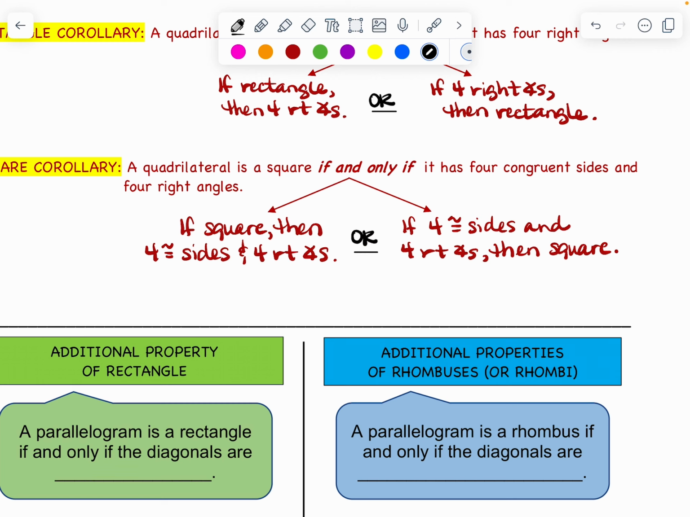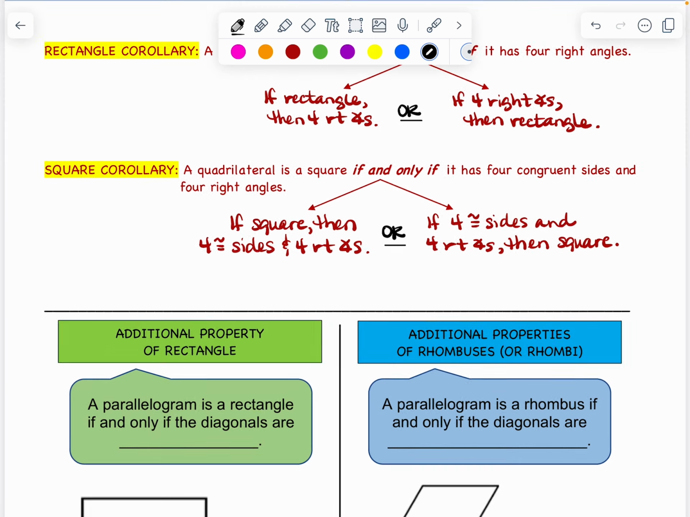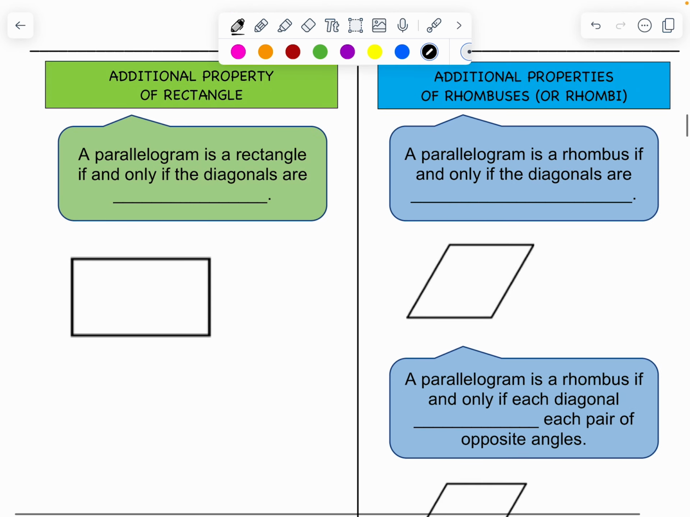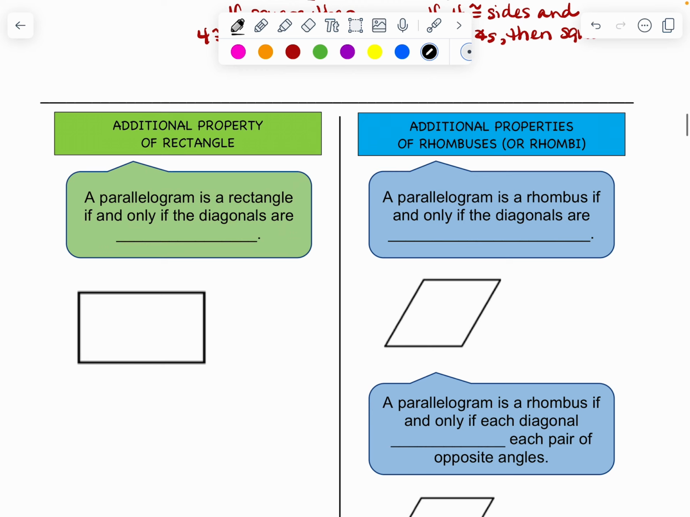All right, and we're going to do some proofs here in just a little bit, so you'll see how we're going to be using those. All right, so if you listen to any part of the notes today, this is the part I need you to really pay attention to, because there are other additional properties of rectangles that just happen because of all the different stuff that's happening inside of the rectangle, okay?